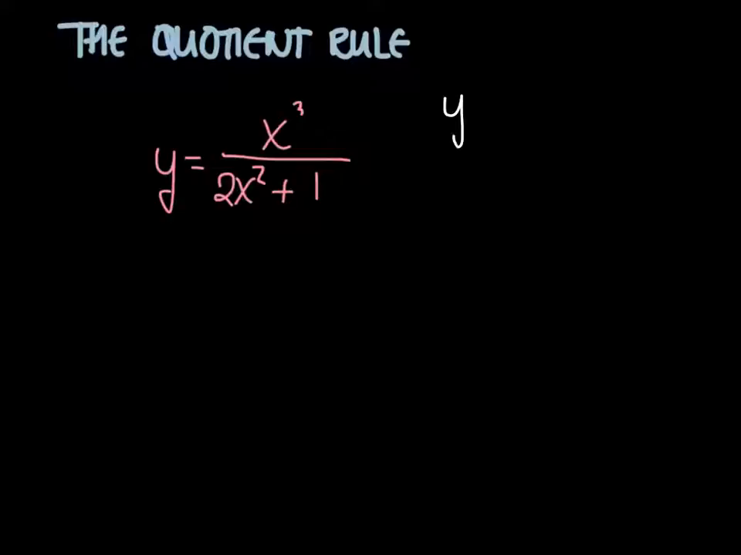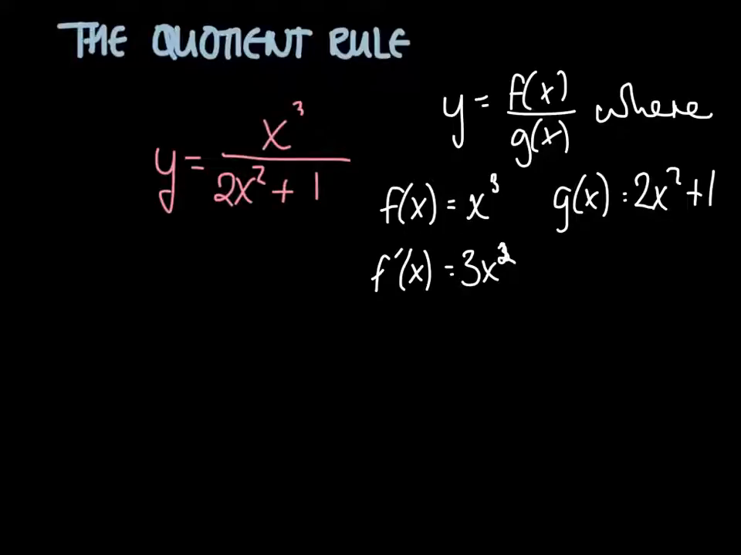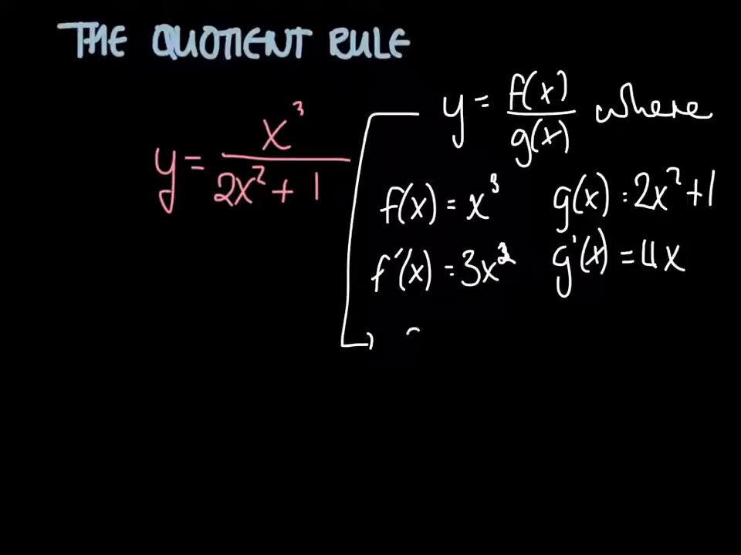So we're going to set this up. I'm going to use f and g notation here, so function notation. I'm saying, okay, I've got a function that is y equalling something over something else, where I can assign my functions, so f(x) is x cubed, and g(x) is 2x squared add 1. Differentiating both of those then, f'(x) is 3x squared, and g'(x) is 4x.